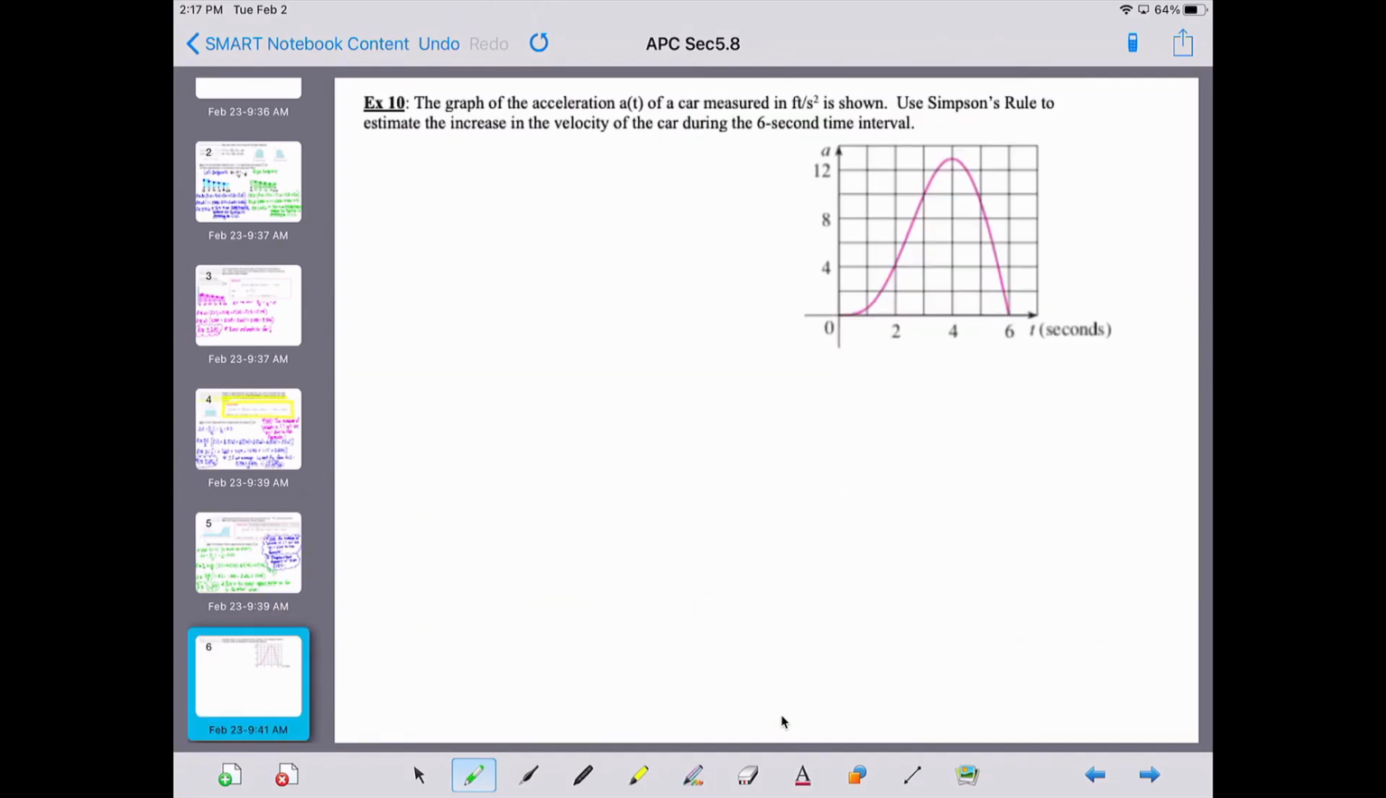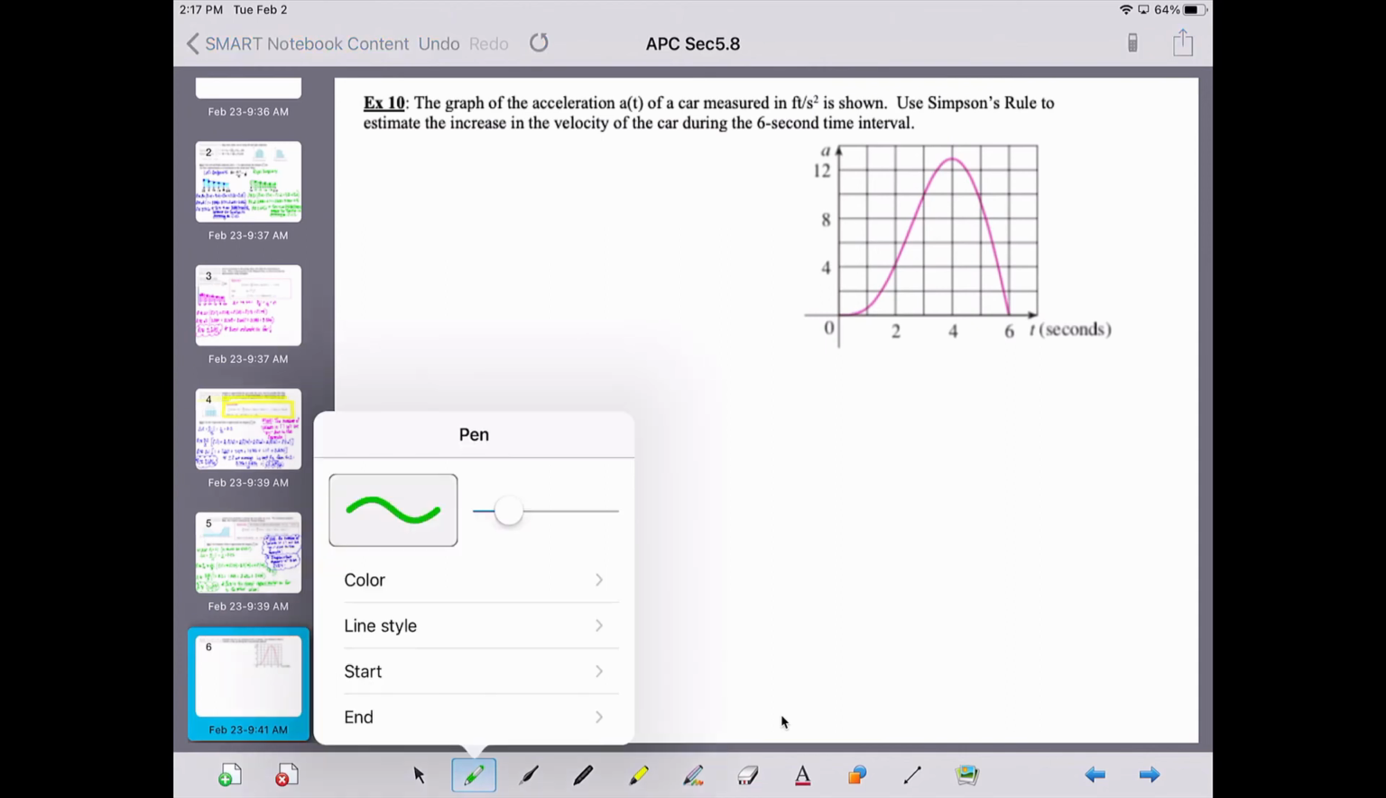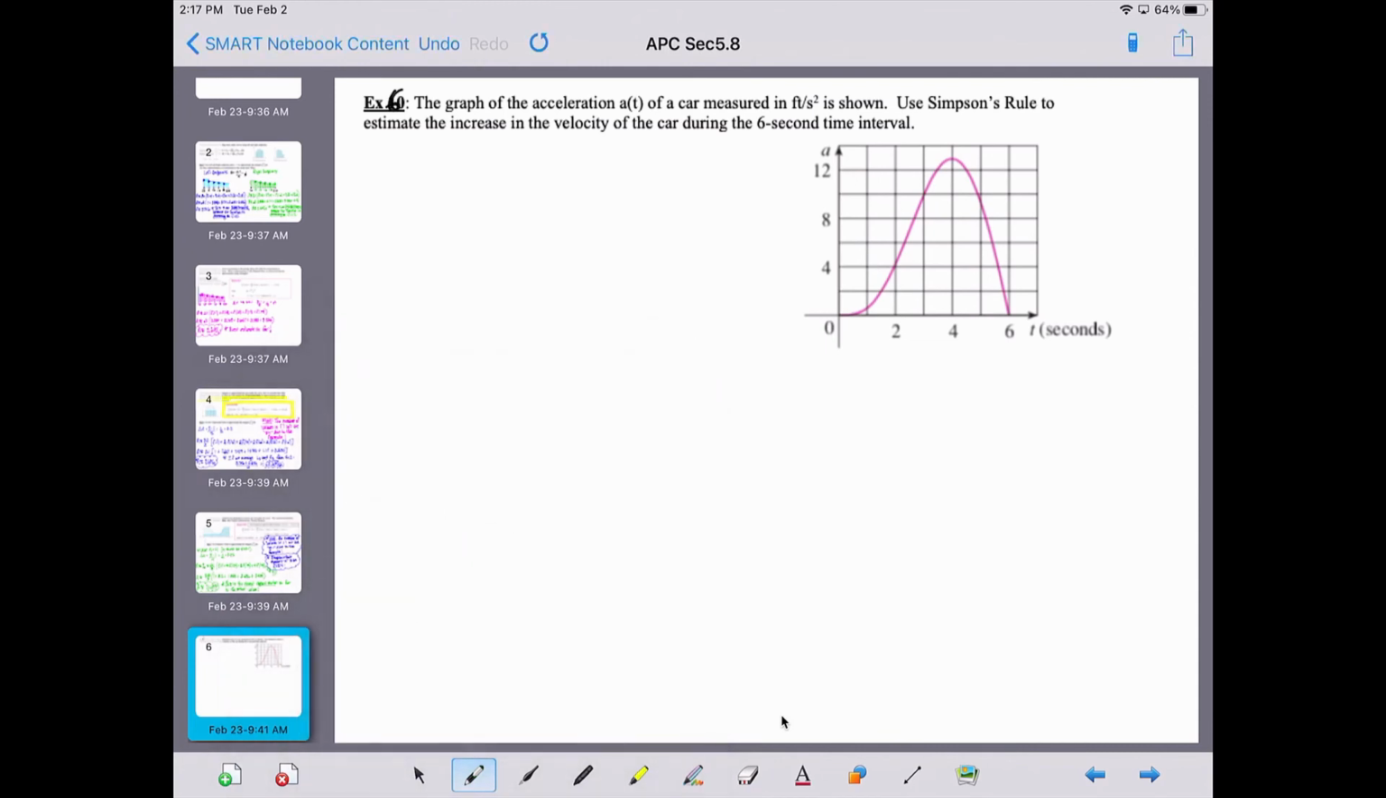Our final example in this section says that the graph of the acceleration a of t of a car, measured in feet per second squared, is shown. I'm not sure why it looks like mine says example 10, because I know on your paper it says example 6. That's okay. Use Simpson's rule to estimate the increase in the velocity of the car during the 6-second time interval.